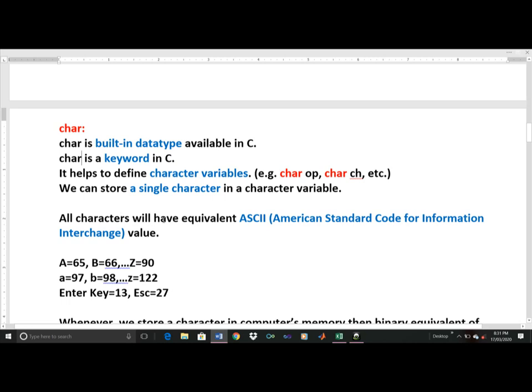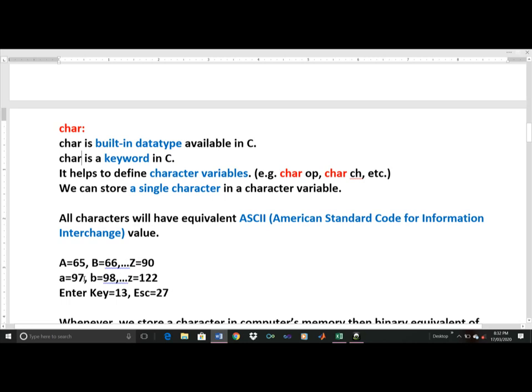All characters will be stored in computer's memory as an integer value, which is equivalent to the ASCII value. ASCII stands for American Standard Code for Information Interchange. Capital A means 65 for a computer system. 65 is the ASCII value of capital A. Similarly, 66 is the ASCII value for capital letter B. For capital letter C, 67. Like that, for capital Z, 90 is the ASCII value.